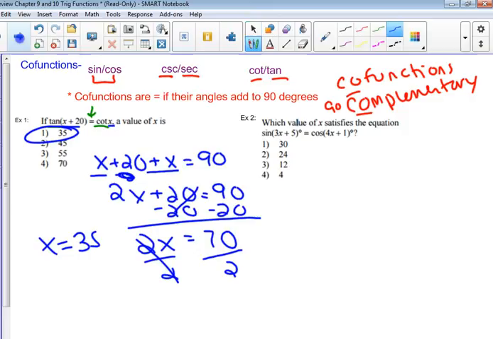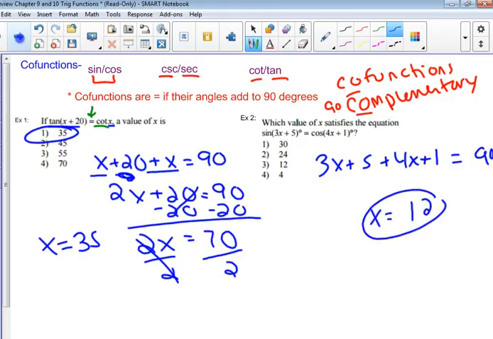When you added these and set them equal to 90, what did you get? You got 12? Nice as well. Good job.